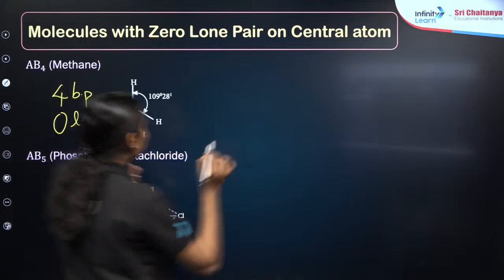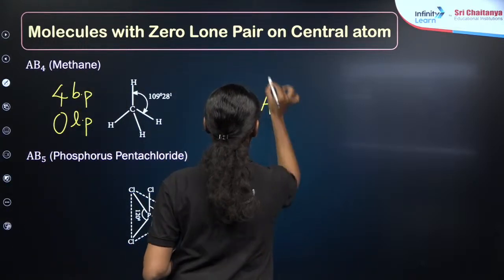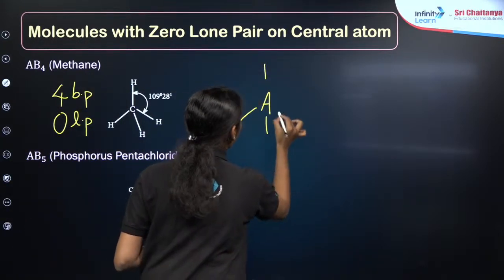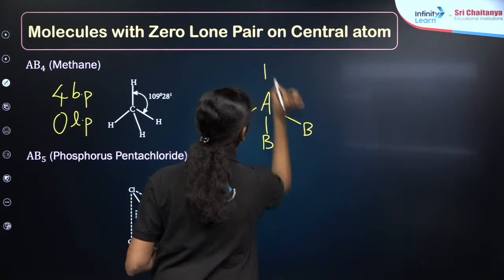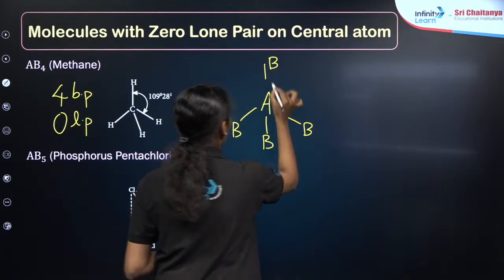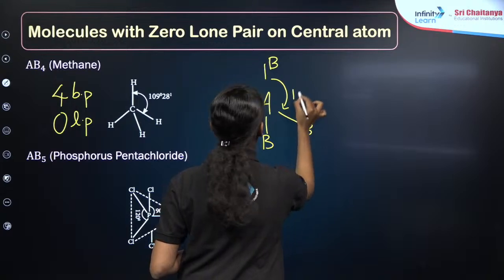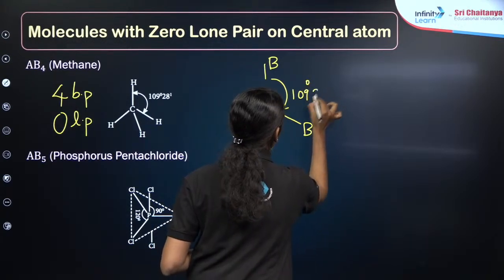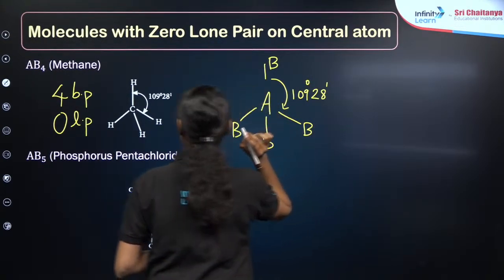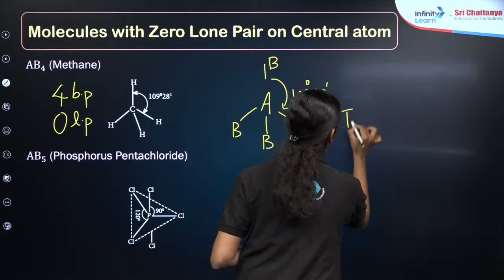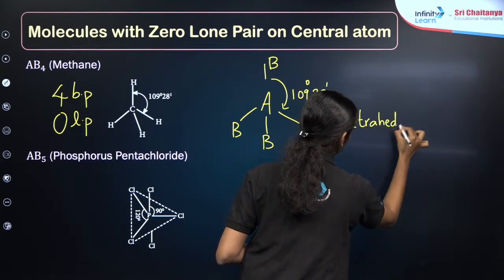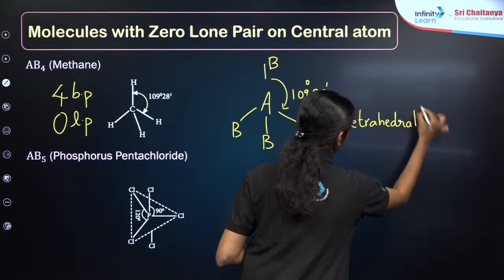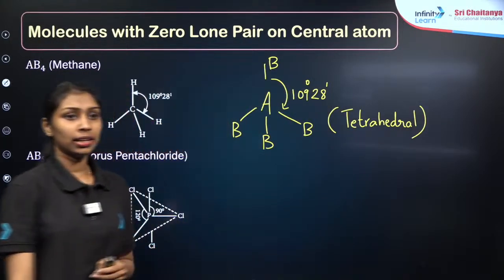Then you can see here, this is our central metal atom A. Then I am arranging 4 B atoms here like this. In general, there will be a bond angle of 109 degree 28 minute. Then this shape is tetrahedral, right? Tetrahedral. Clear?